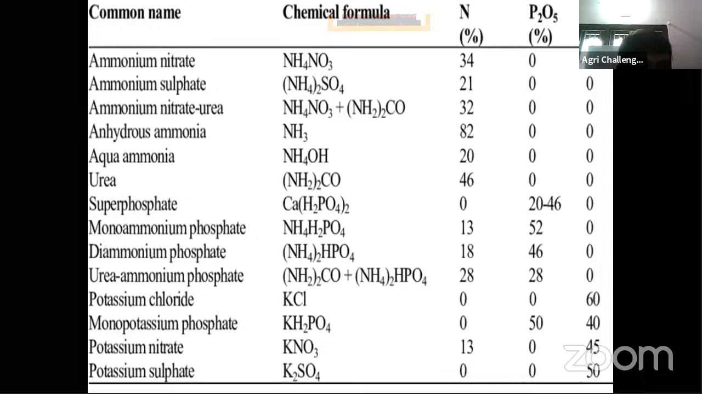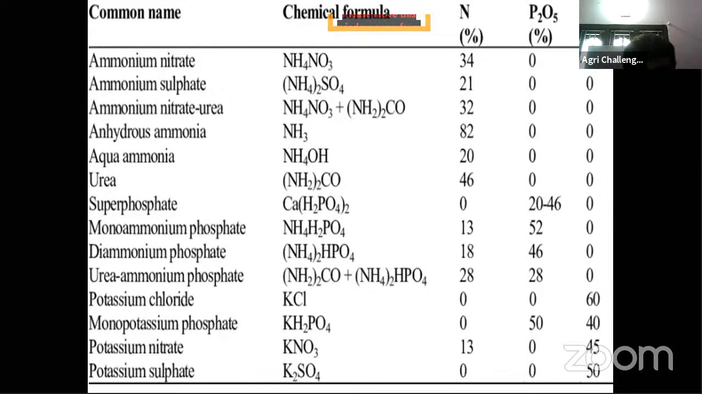Here they are given all superphosphates from single to triple superphosphate. Single superphosphate contains 16%, then double 32 and triple 46. Then monoammonium phosphate contains 13% nitrogen and 52% phosphorus. Diammonium phosphate, DAP, is 18 nitrogen and 46 phosphorus. Then urea ammonium phosphate is 28-28-0.